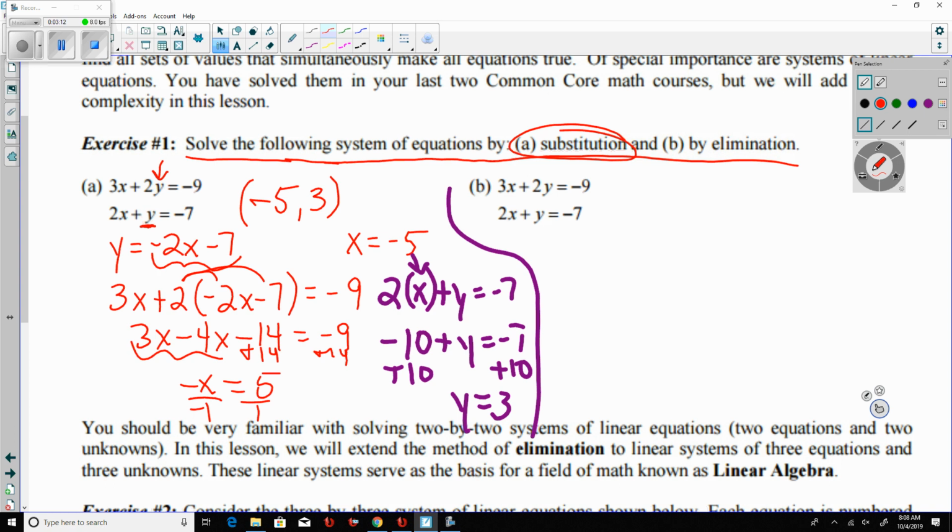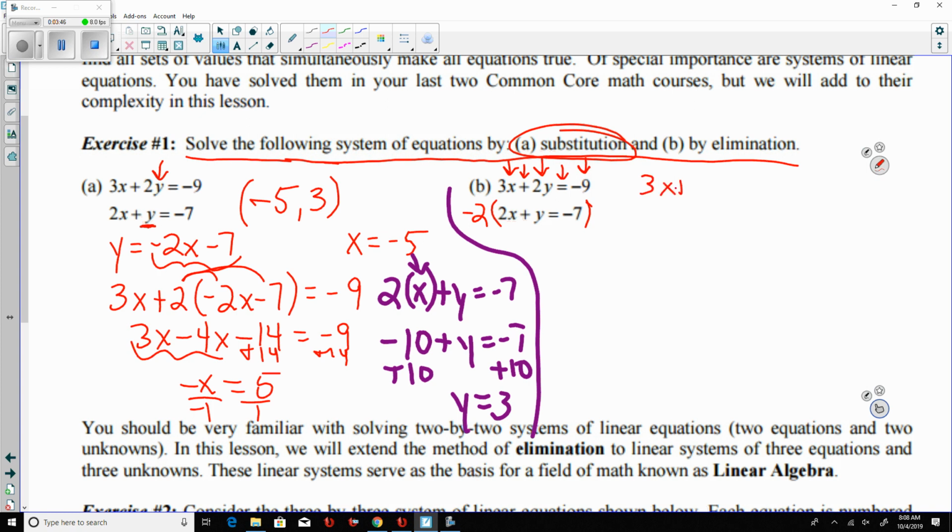Now, elimination. What we do in elimination is we want to make sure everything is lined up. The x's, the y's, the constants, the equal signs, and the addition and subtraction are all lined up. And then you need to choose which one you want to get rid of. You can get rid of the x or the y. I'm going to get rid of the y because it's easier to get rid of. I only have to multiply one of the equations, and I'm going to multiply by -2, because your goal is to have the same leading coefficient in front of the variable, one positive, one negative.